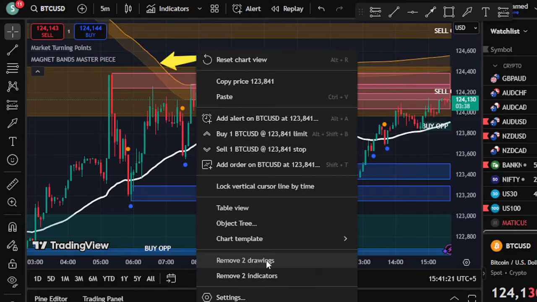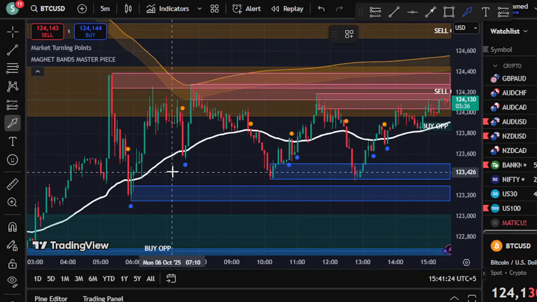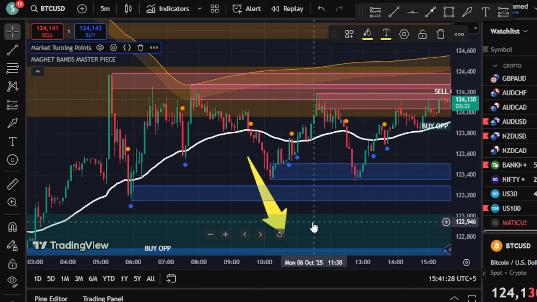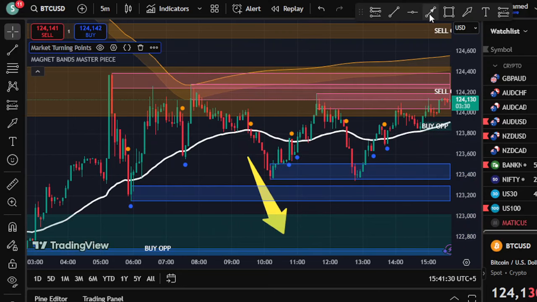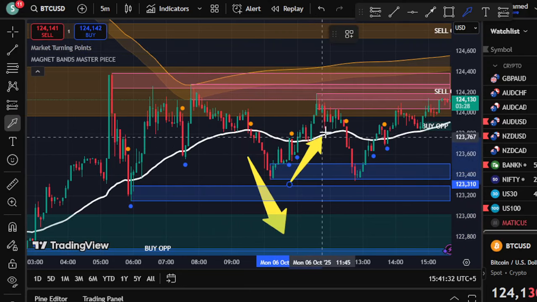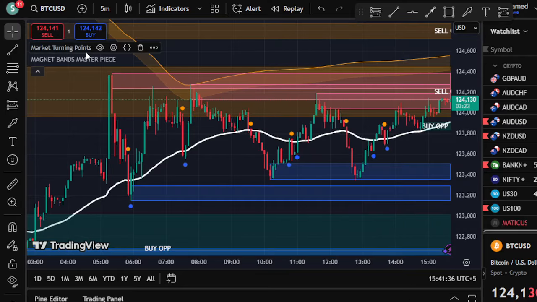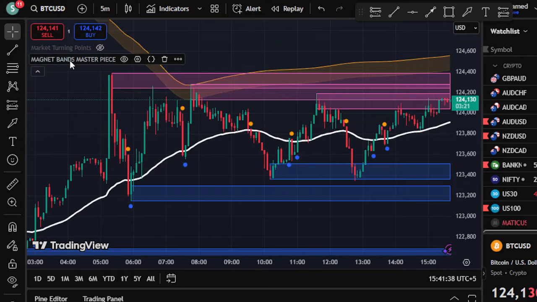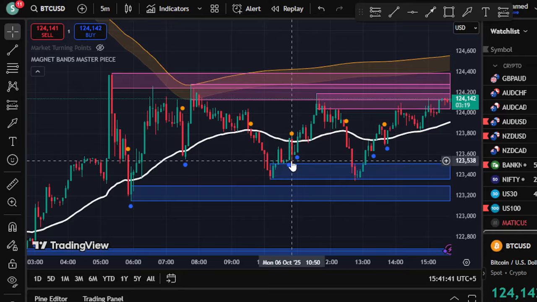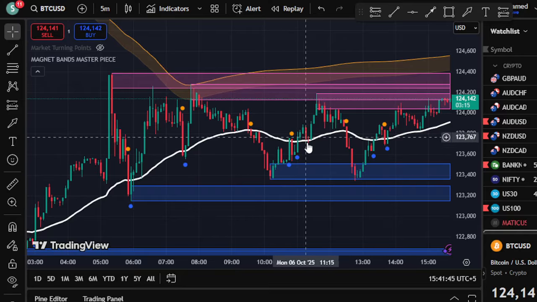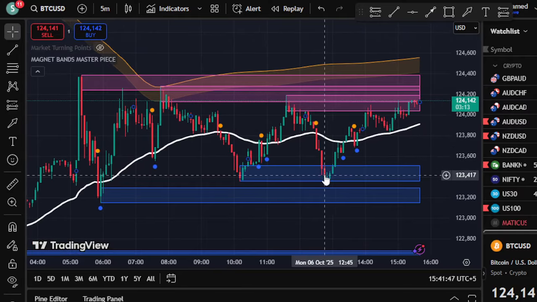Whenever you see the price break out below the moving average, what will happen? The retail traders will enter into the sell positions. And what will the market actually do? The market will make the upside move. So how will we take the entry? We have two options. If you are only dealing with the magnet bands masterpiece indicator, it will print a blue level, and then it will be valid, and after the confirmation you can take the entry from that level.